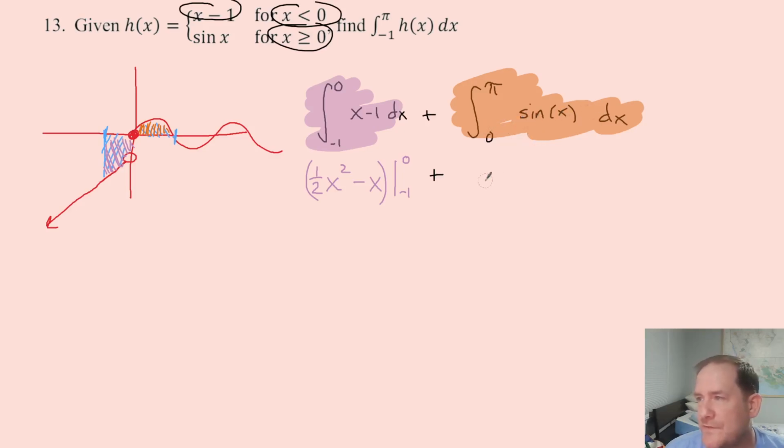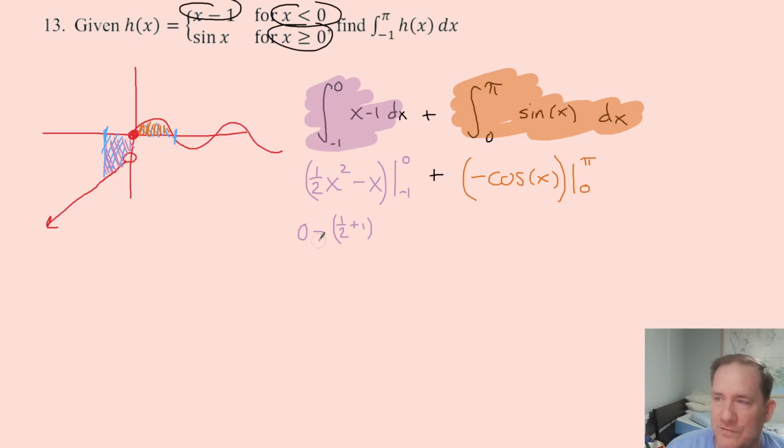The antiderivative of sine is not cosine, because the derivative of cosine is negative sine. So the antiderivative of sine is negative cosine, and we're going to evaluate that from 0 to pi. All right, I'm going to do this a little fast because obviously plugging in 0 is going to give 0 minus 0. Then we're going to subtract from that the negative 1, which gives positive 1. Half of that is positive a half. And then minus negative 1 is plus 1. Now all that's in parentheses though.